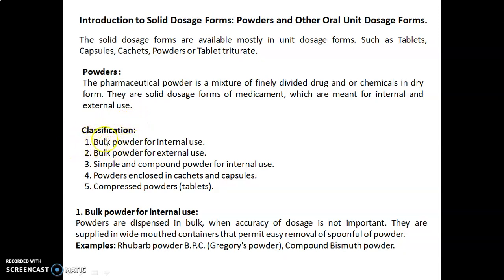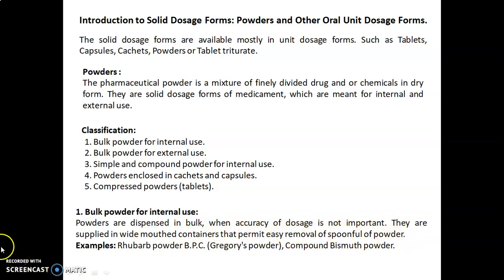Classification of powders: bulk powder for internal use, bulk powder for external use, simple and compound powder for internal use, powders enclosed in cachets and capsules, and fifth one, compressed powders, that is tablets, that are also known as tablet triturates. So first one we will discuss is the bulk powder for internal use. Powders are dispensed in bulk when accuracy of dosage is not important. They are supplied in wide mouth containers that permit easy removal of a spoonful of powder.